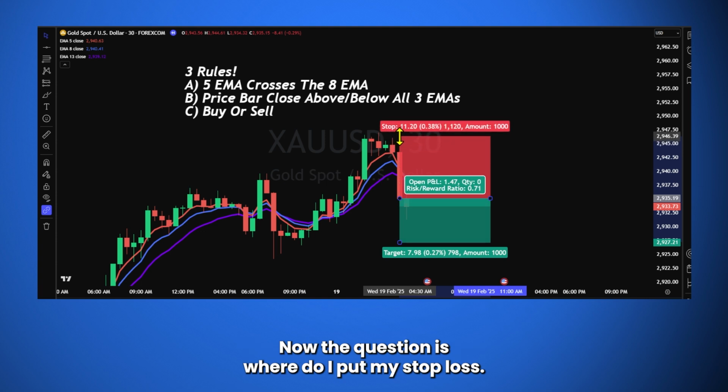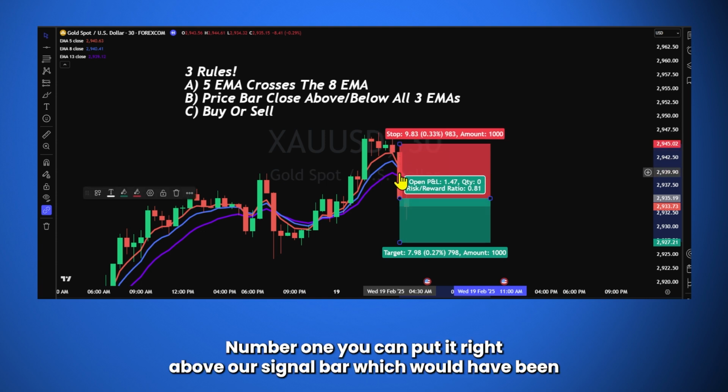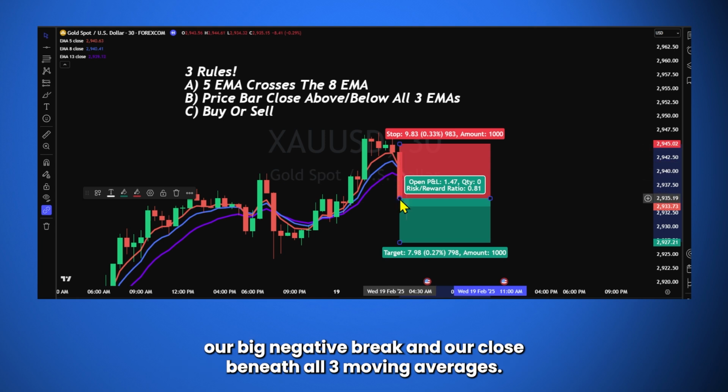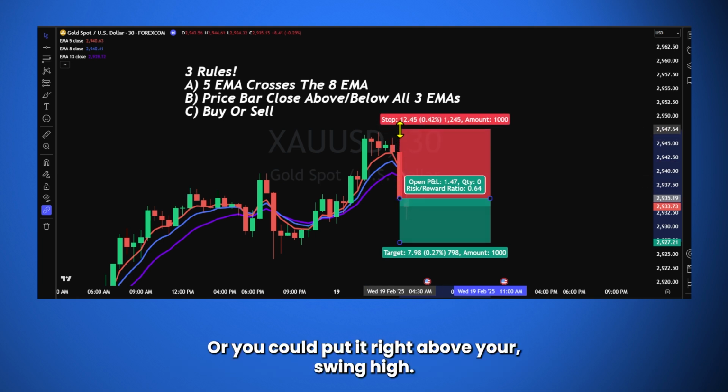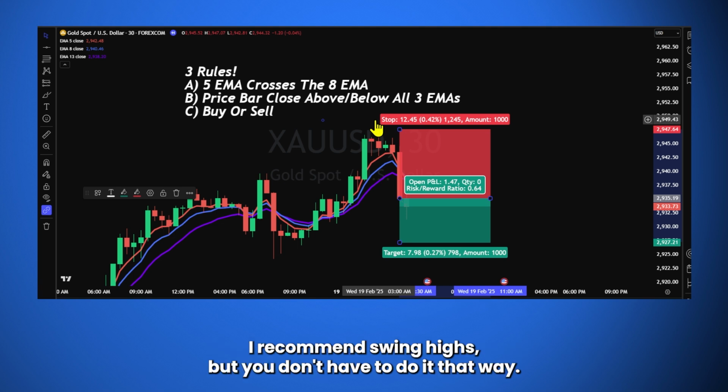Now the question is, where do I put my stop loss? You have a couple of options. Number 1, you can put it right above our signal bar, which would have been our big negative break and our close beneath all 3 moving averages, or you could put it right above your swing high, the most previous swing high. I recommend swing highs, but you don't have to do it that way.